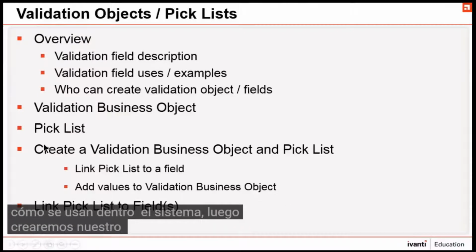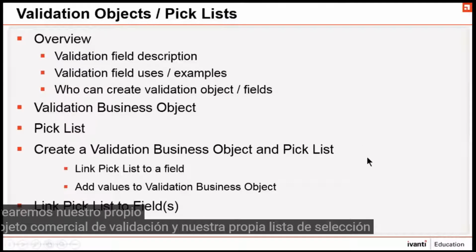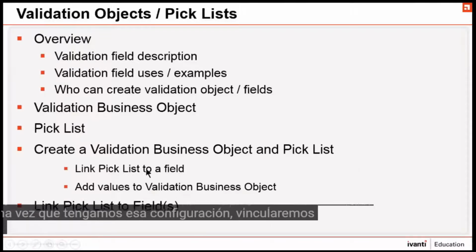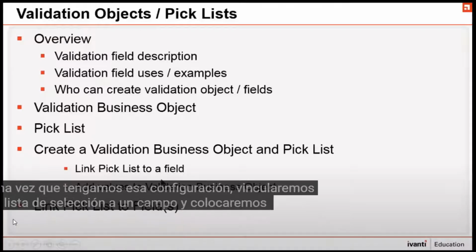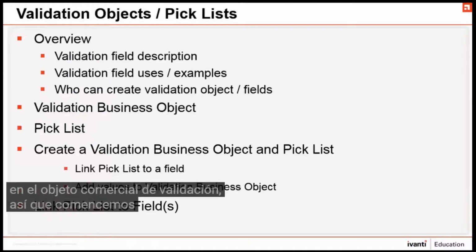Then we're going to create our own validation business object and our own pick list. Once we've got that set up, we'll link the pick list to a field and put values in the validation business object. So let's get started.